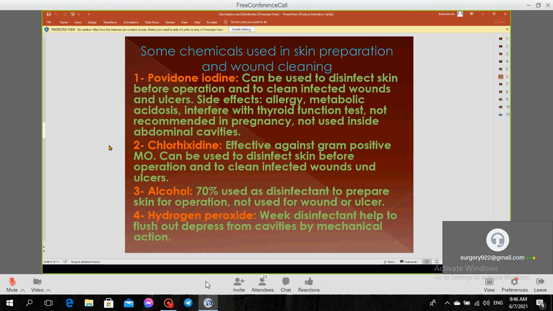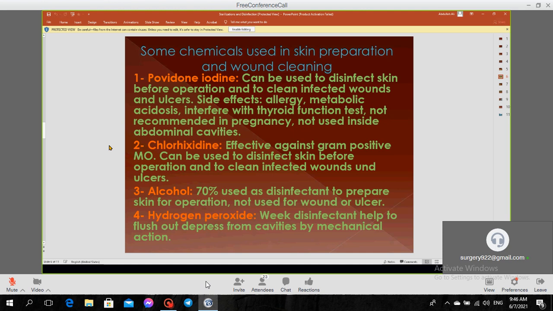As I said, it is used to disinfect the skin before operation and dirty wounds or ulcers. In later dressings of the wounds, it's preferable not to use povidone iodine because it will kill the granulation tissue.